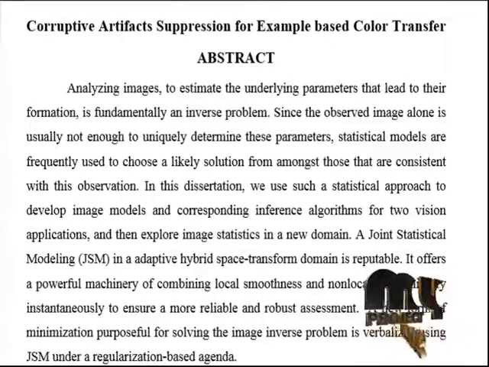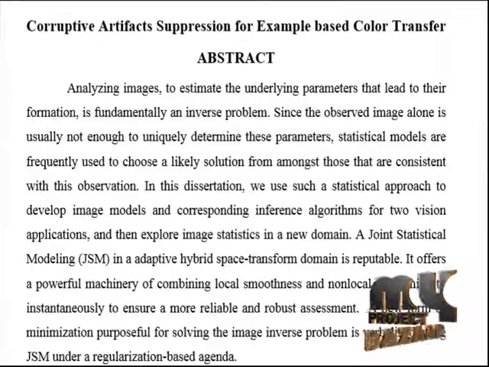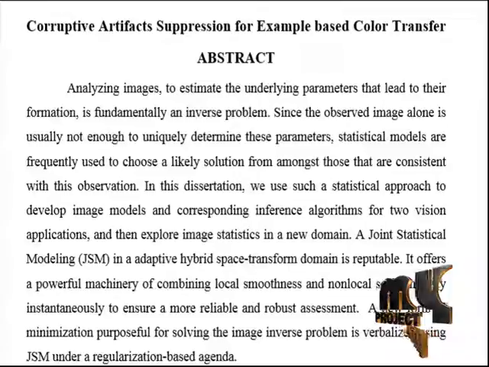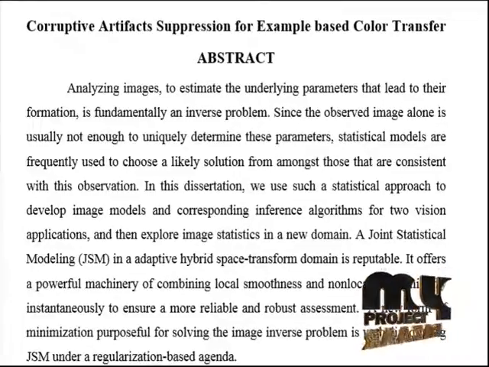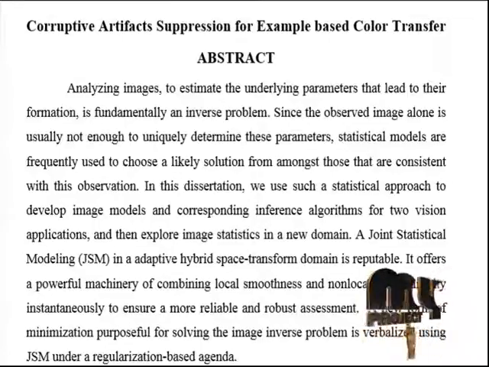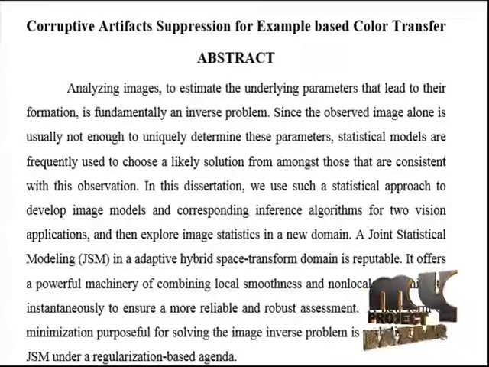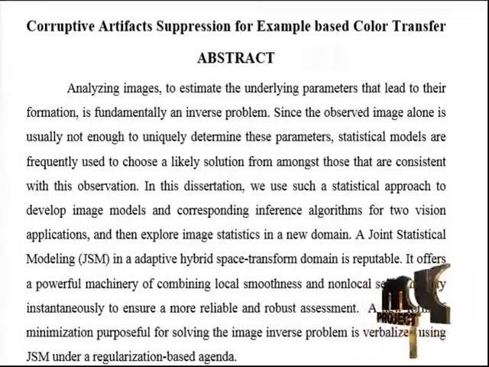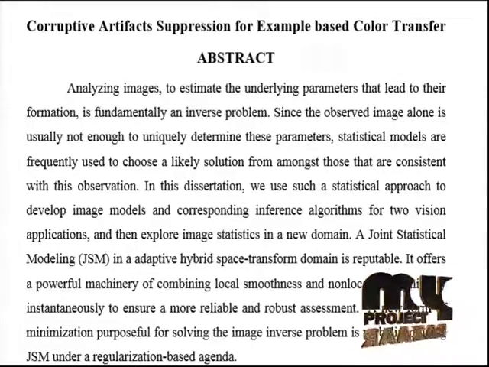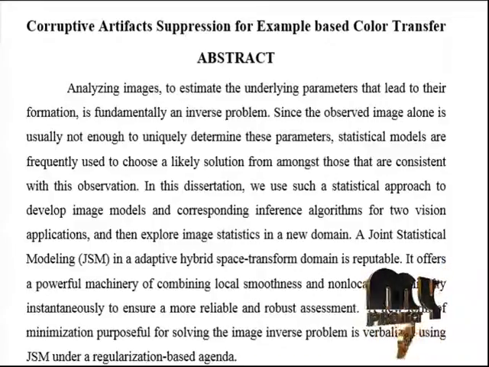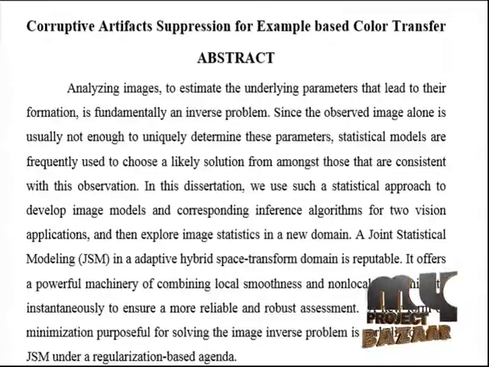Analyzing images to estimate the underlying parameters that lead to their formation is fundamentally an inverse problem, since the observed image alone is usually not enough to uniquely determine these parameters. Statistical models are frequently used to choose a likely solution from amongst those that are consistent with this observation. In this dissertation, we use such a statistical approach to develop image models and corresponding inference algorithms for two vision applications, and then explore image statistics in a new domain, a joint statistical modeling, that is JSM, in an adaptive hybrid space transform domain.